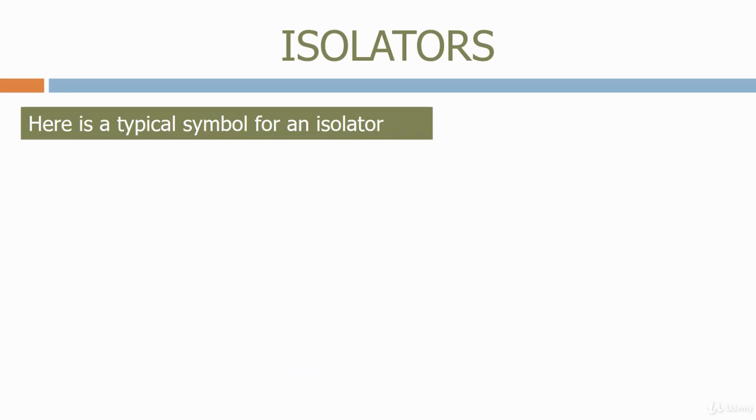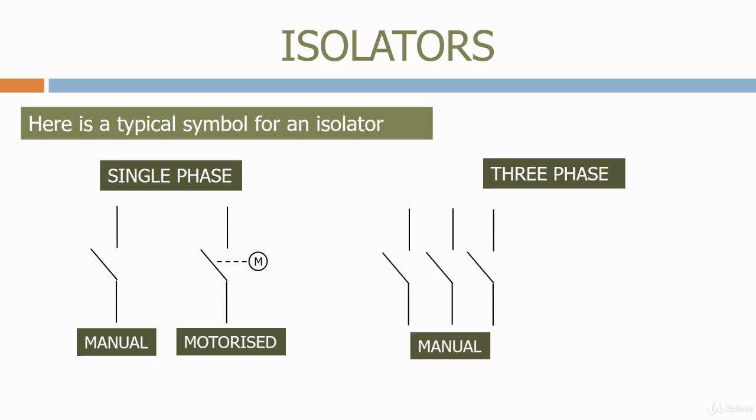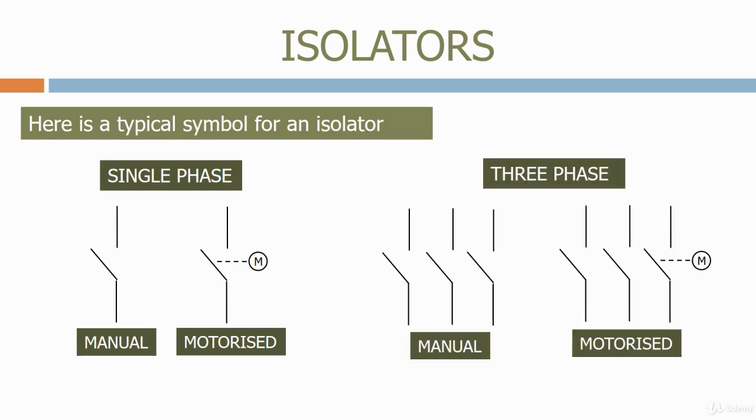Here is a typical symbol for an isolator. Firstly, we have a single-phase manual isolator and a motorized single-phase isolator. We then have a three-phase manual isolator and a motorized three-phase isolator.